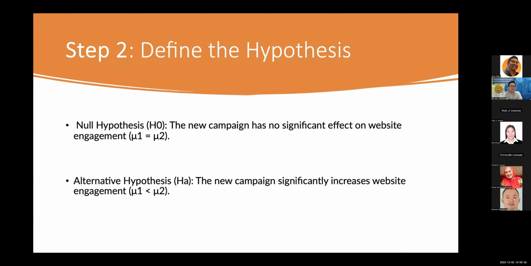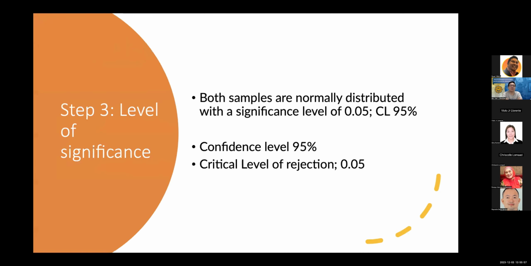So the second step is to define the hypothesis. Our null hypothesis is that the new campaign has no significant effect on website engagement, while our alternative hypothesis is that the new campaign significantly increases website engagement. For step 3, we identify the level of significance. It is stated that both samples are normally distributed with a significance level of 0.05, confidence level of 95%, and critical level of rejection 0.05.